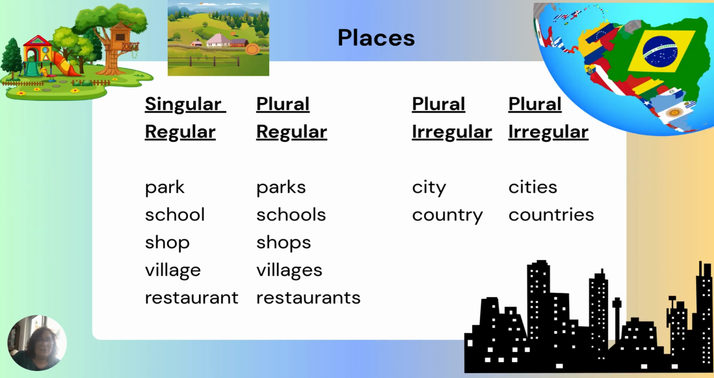Places: park, parks. School, schools. Shop, shops. Village, villages. Restaurant, restaurants. City, cities. Country, countries. Look up these words. If you don't know them, look them up.